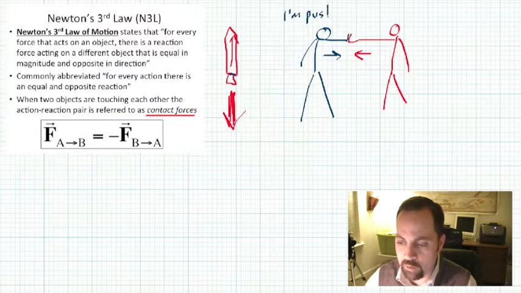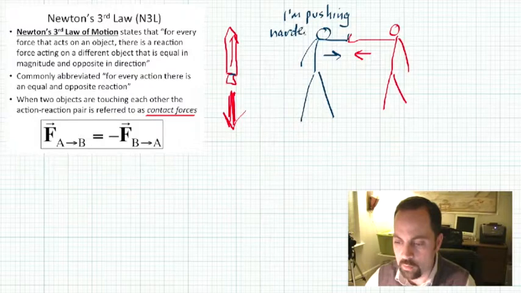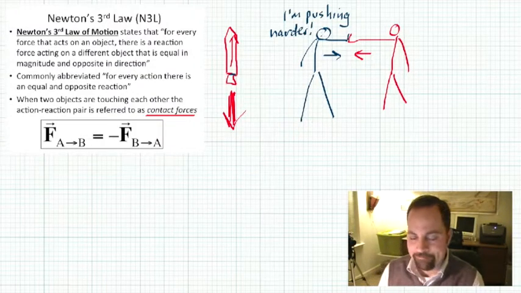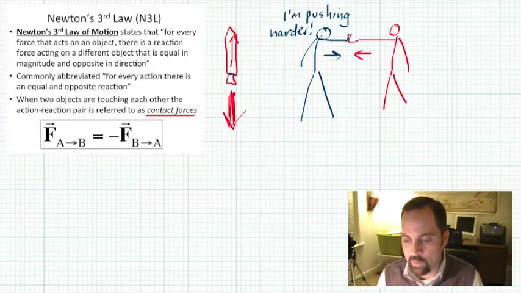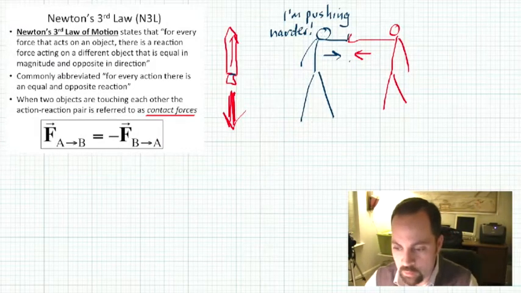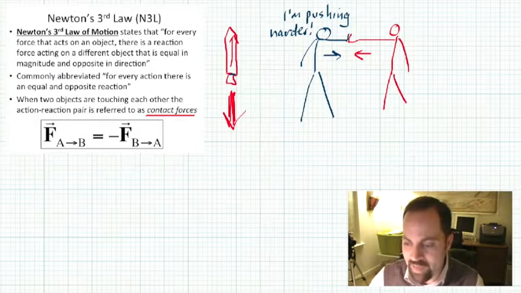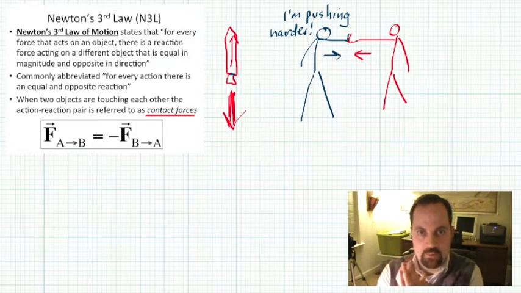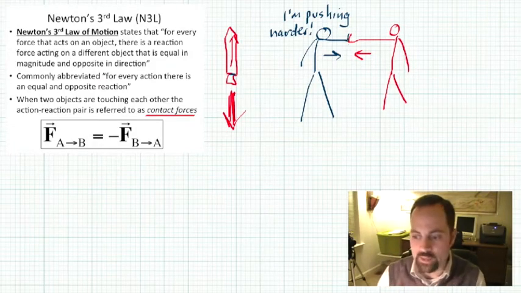I guess one person could be pushing harder and the other person would be pushing backwards. But for that contact surface right there, that one surface, the force between their two hands is equal both ways.